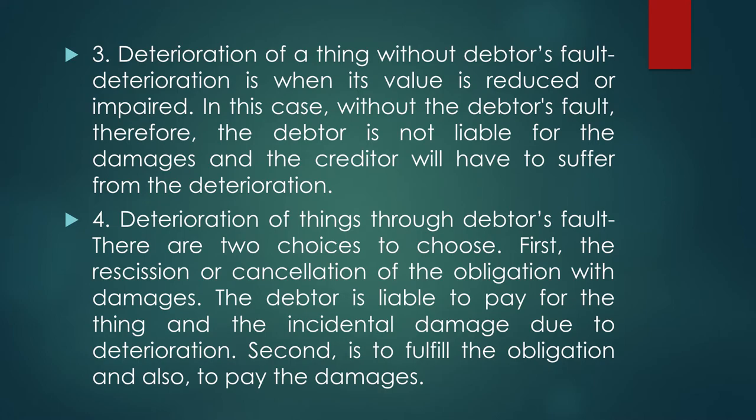How about if things deteriorate through the debtor's fault? There are two choices. First, the rescission or cancellation of the obligation with damages. The debtor is liable to pay for the thing and the incidental damage due to the deterioration. Or second is to fulfill the obligation and also to pay the damages.